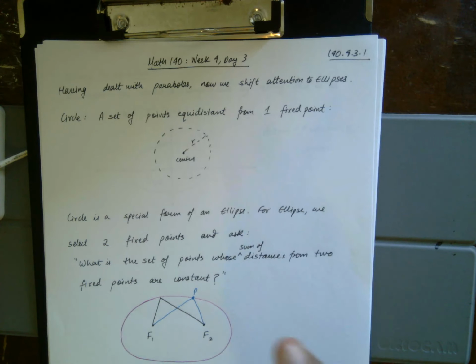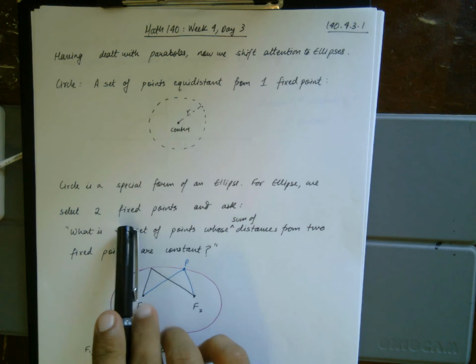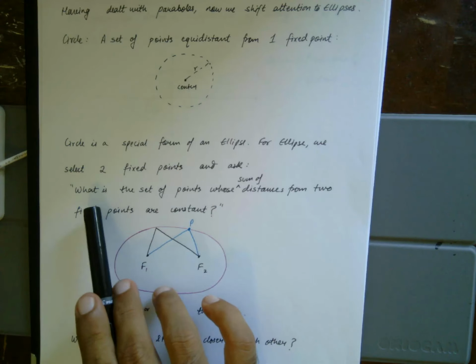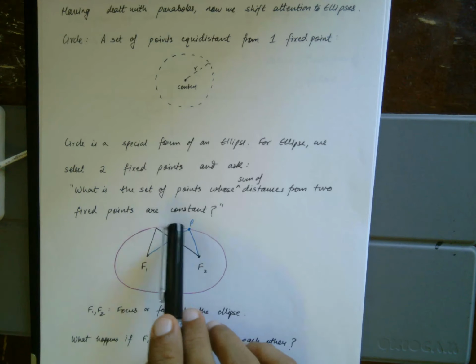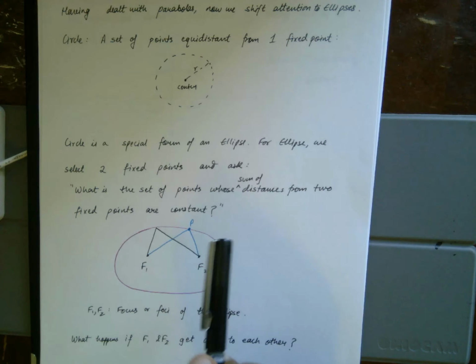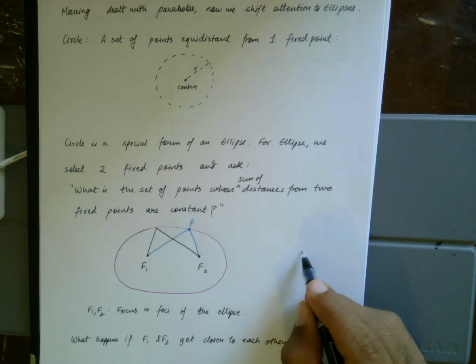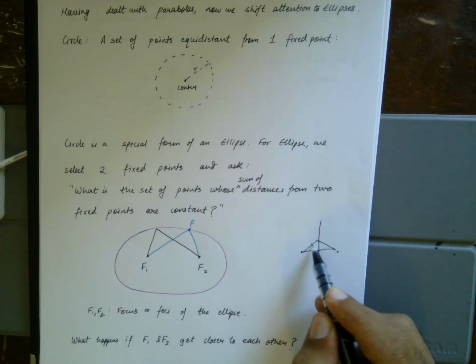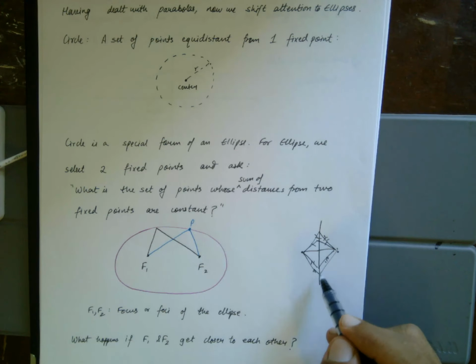Now, to define an ellipse geometrically, instead of one fixed point called the center, we select two fixed points. We label them F1, F2. And the question is, what is the set of points whose sum of distances from the two fixed points is constant? Because we have two fixed points, if I just say that points which are equal distance from these points, then that's just going to be a straight line, right? Where these distances are equal. In fact, it's going to be like the set of all isosceles triangles.